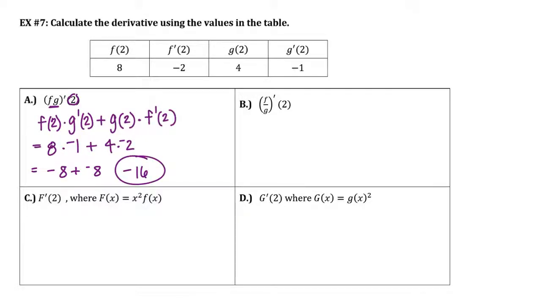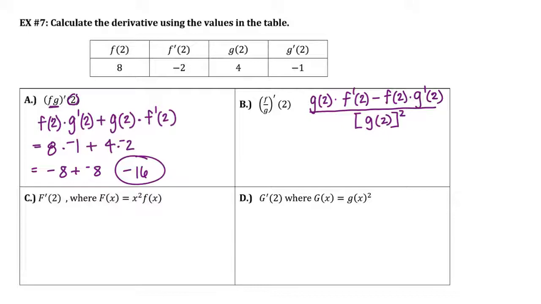All right, so part B, we're going to have our quotient rule. And again, it's going to be the bottom, and we're going to go ahead and plug in all at the same time. So it's the bottom, g at 2, times the derivative of the top at 2, minus the top at 2, times the derivative of the bottom at 2. And that's going to be all over the bottom at 2 squared.